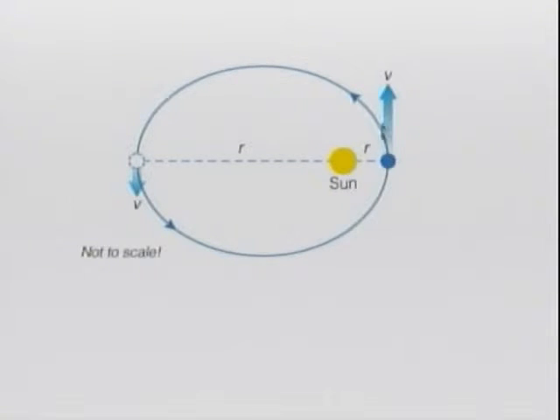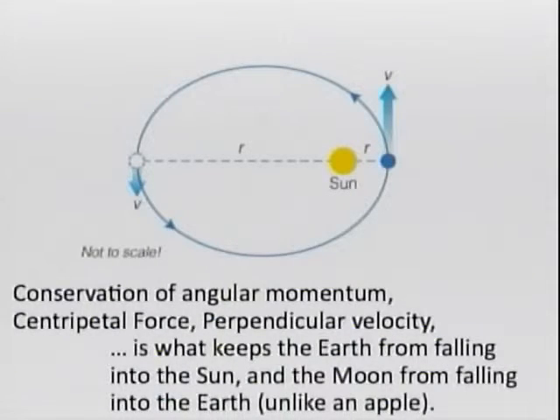It's this initial horizontal velocity that's the difference between the moon falling, the apple falling, and the moon orbiting. And it can be thought of in two different ways. You can think about this problem as conservation of angular momentum. The angular momentum, if you recall, is the product of the mass, the velocity, and the radius.